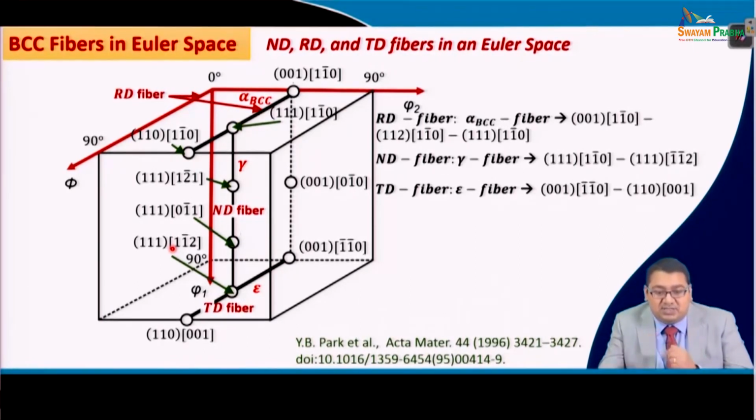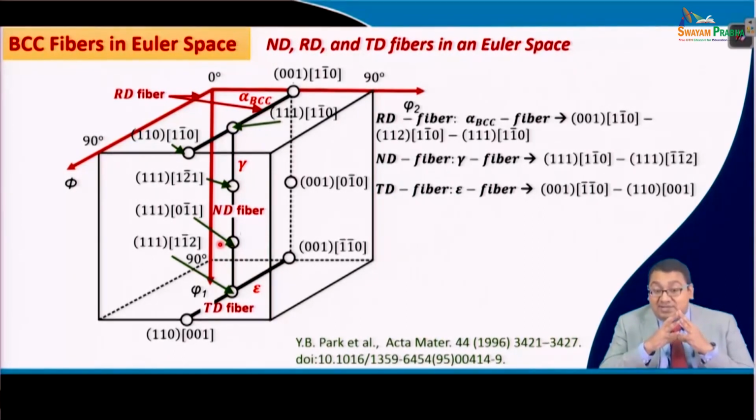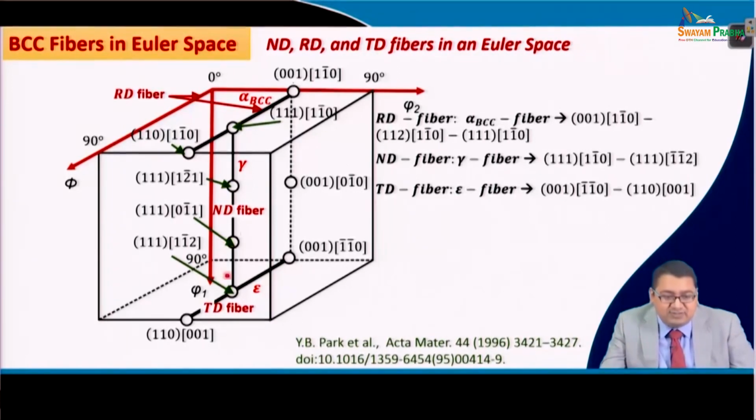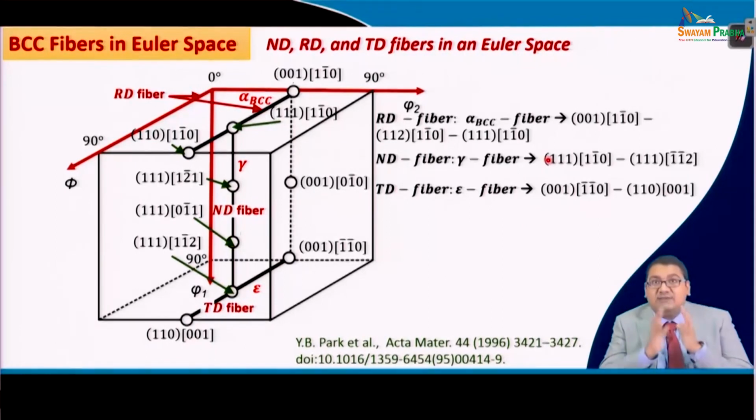When we go ahead, we see that there are other fibers like the epsilon fiber, and this fiber is forming at phi 1 equal to 90 degrees, right. And what happens when there is a rotation of 90 degrees along phi 1, which occurs about the ND axis. The second rotation phi basically takes place along TD, right, because after 90 degrees the RD forms RD dash, which is basically parallel to the actual TD, and therefore, it forms the TD fiber, which is the epsilon fiber, which runs from 0 0 1 1 bar 1 bar 0 to 1 1 1 1 1 bar 2, right, and then it goes to 1 1 0 0 0 1. Right. So, this is the epsilon fiber.